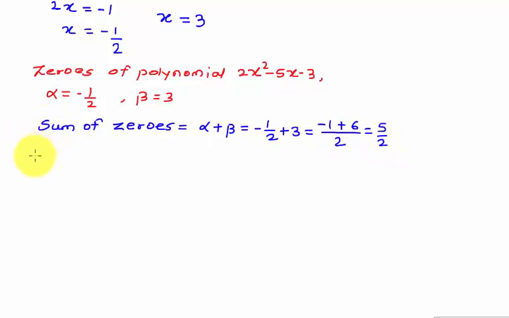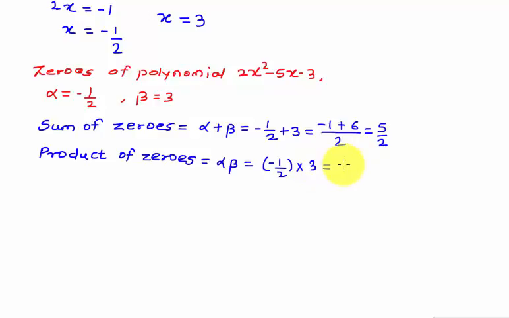Now let's find out the product of zeros. So we want to find out product of zeros as well. That means alpha into beta. So the value of alpha is minus 1 by 2 into beta is 3. So that will give us the result as minus 3 by 2. So the product of zeros is minus 3 by 2.